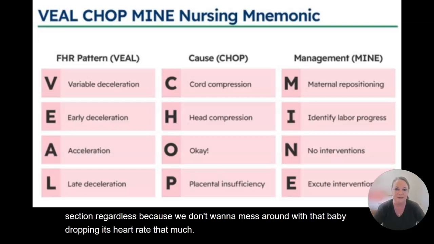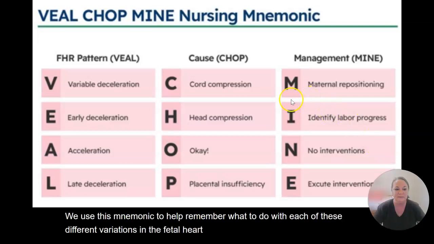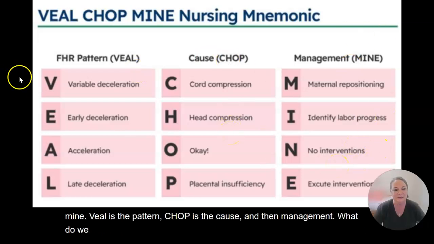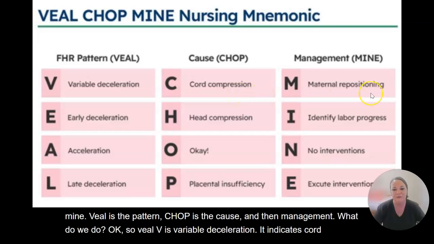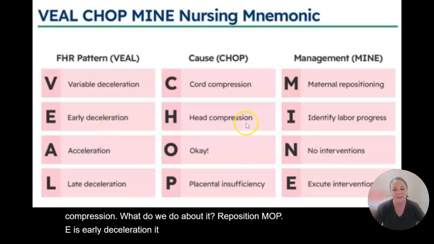We use this mnemonic to help remember what to do with each of these different variations in the fetal heart rate. So we use VEAL, CHOP, and then MINE. VEAL is the pattern, CHOP is the cause, and then management. What do we do? Okay, so VEAL, V is variable deceleration. It indicates cord compression. What do we do about it? Reposition mom. E is early deceleration. It indicates head compression. We identify labor progress.